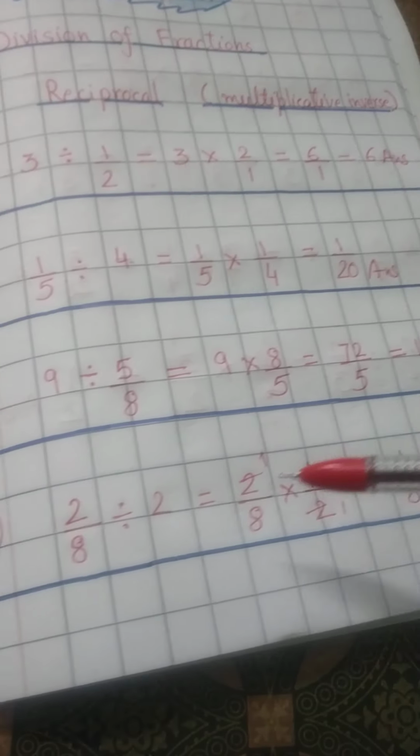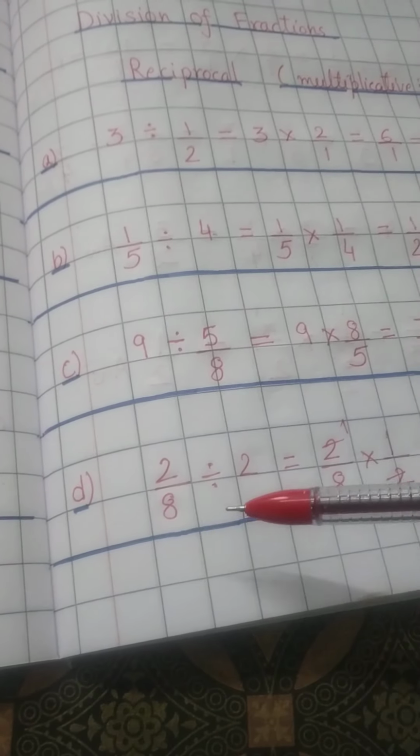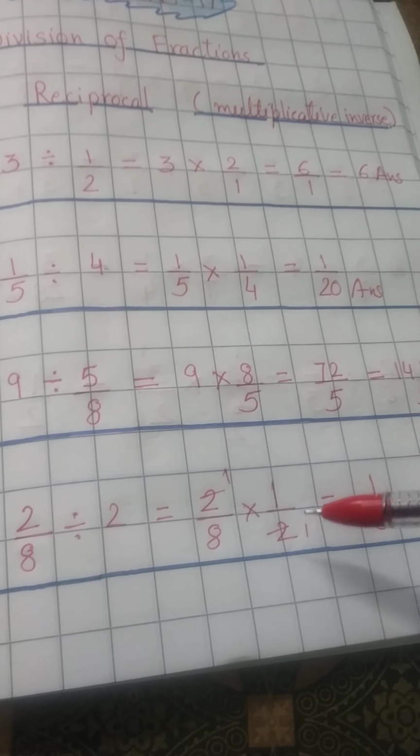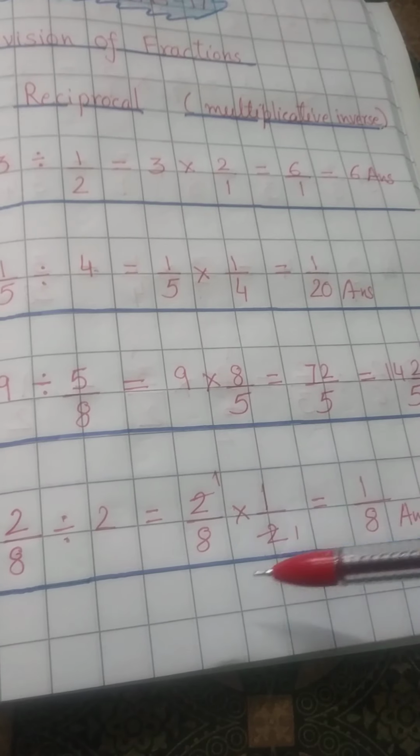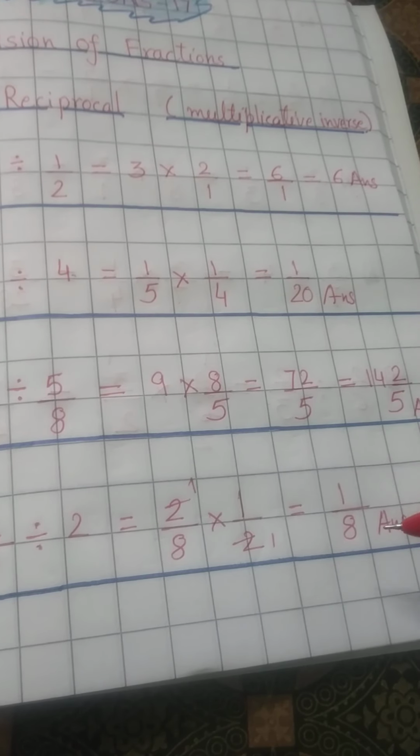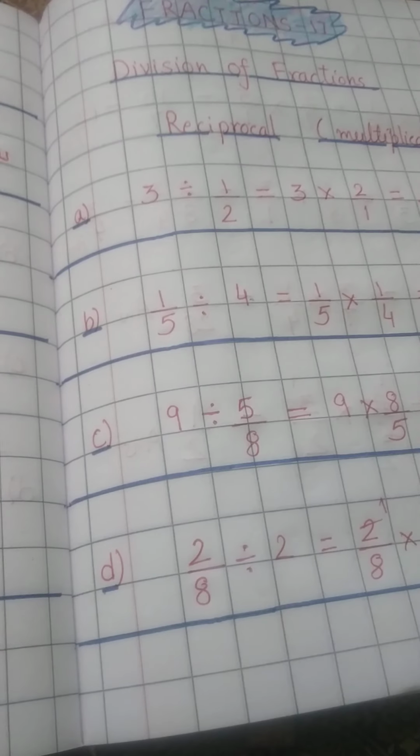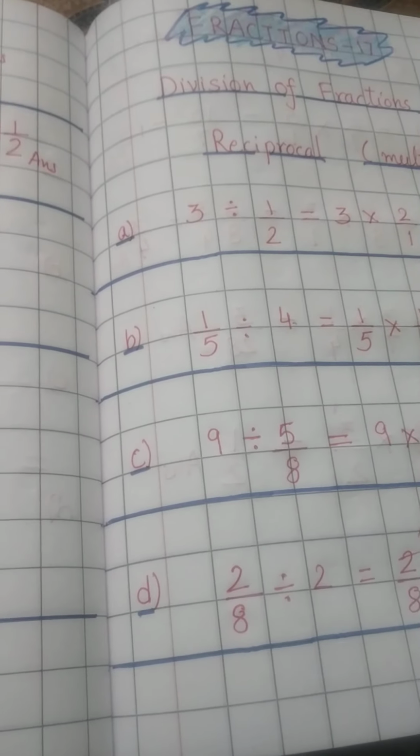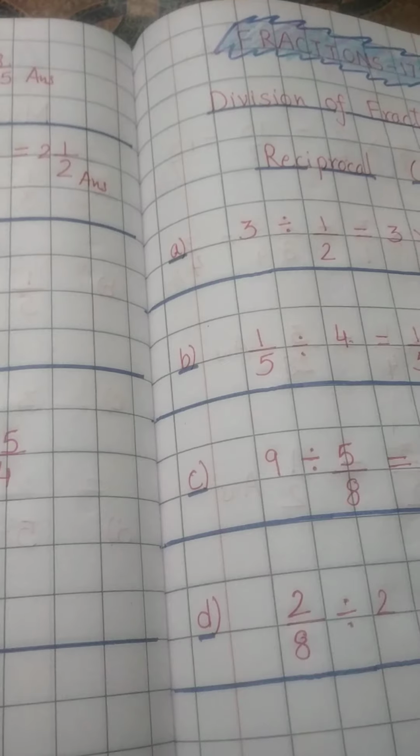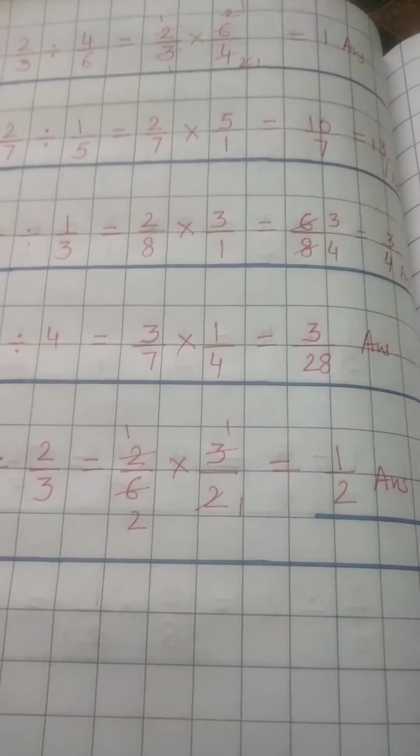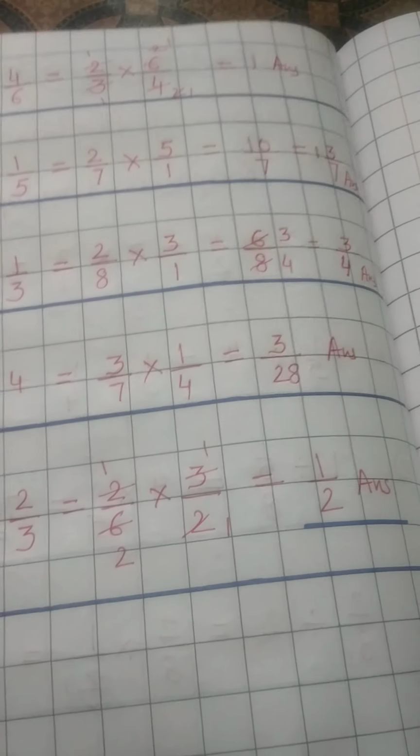Right? Then 2 upon 8 divided by 2 is equal to 2 upon 8 into 1 upon 2, and 2 1s are 2, 2 1s are 2, and the answer will be 1 upon 8. Right? These are very easy. You only have to do one step, change the sign and take the reciprocal, and you will do as you have done in multiplication, same.